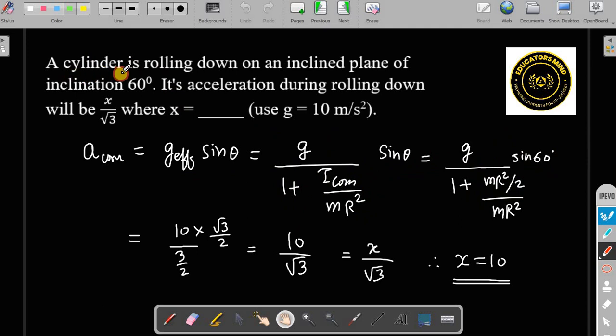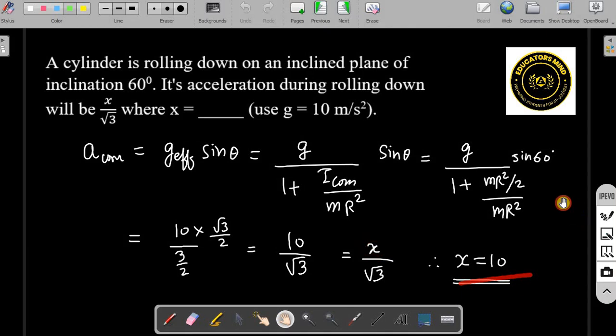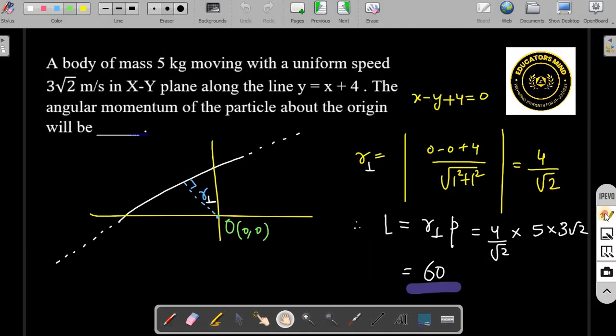This is a cylinder, and you take it as a solid cylinder. If it is a hollow cylinder, they will mention it in the question, right? So unless mentioned, you take it as a solid cylinder. So m r square by 2, and just simplify this, you will get 10 by root 3. So here x is the numerator, which is 10, right? Okay, next, let us move to the next question.